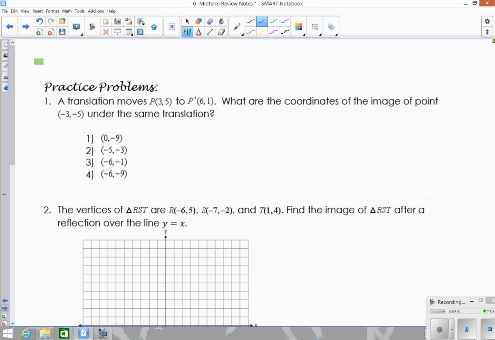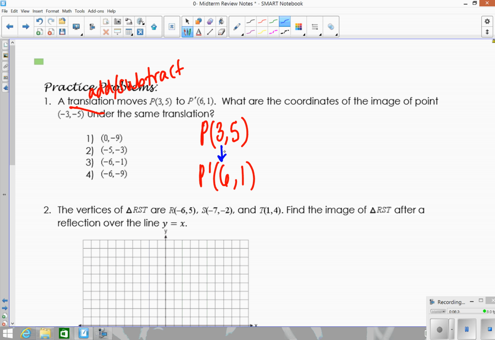So the practice problems here, the first one says we have a translation that's taking p to p prime. So the first thing I would think about is if it's a translation, it means that you're going to be adding or subtracting numbers. That's what a translation does. Dilations is where you're multiplying, so translations where you're adding or subtracting. So it's asking us, how did we get from p to p prime? So what did you add? So if you look from 3 to 6, we had to add 3. And then from 5 to 1, we had to subtract 4.